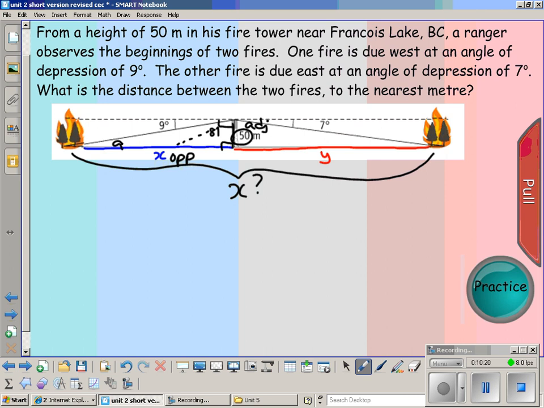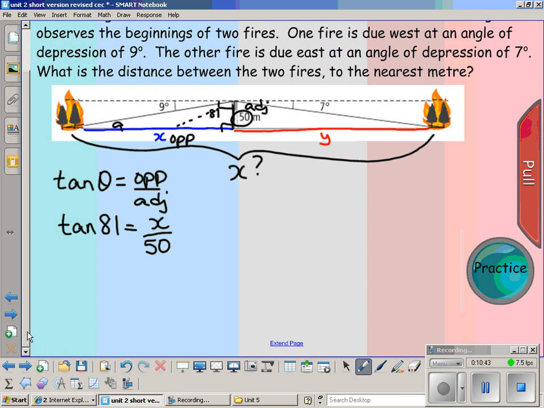So think back to your ratios. SOH CAH TOA. Tangent is opposite over adjacent. So we're going to have tan of 81. The opposite side is what we're looking for. The adjacent side is 50. So use your calculator, make sure it's in degree mode. Tan of 81 is 6.3138 equals x over 50.